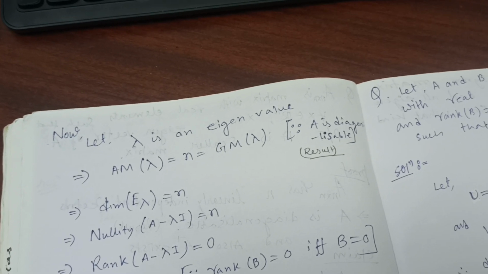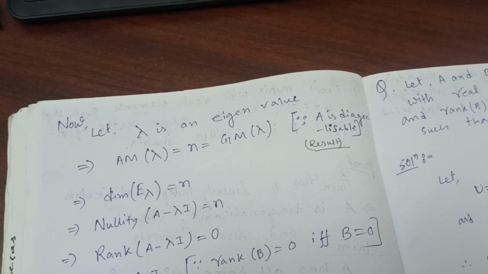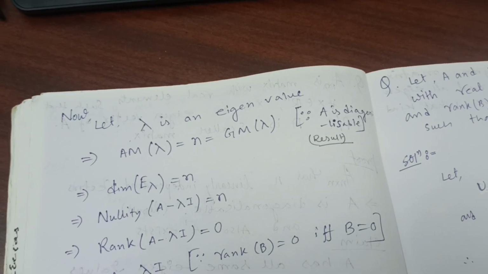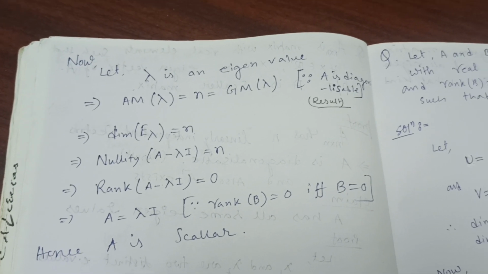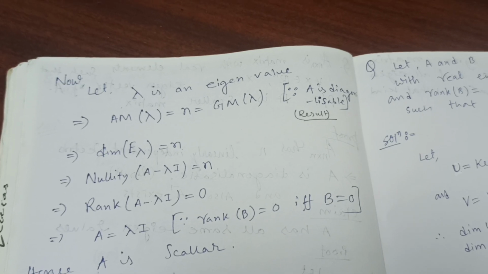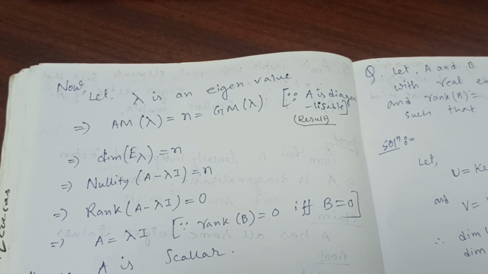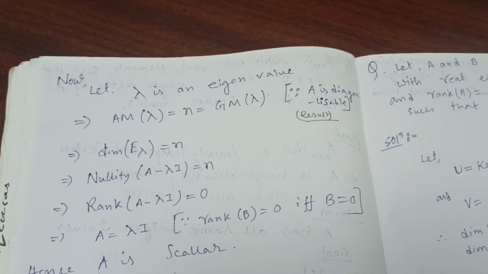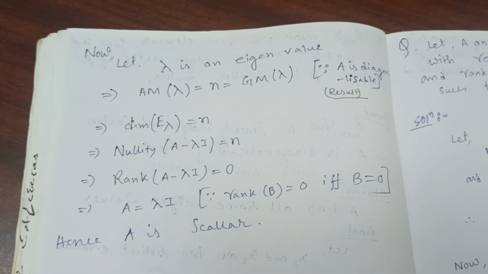Now, if the nullity of some matrix is n, that means the rank is 0. So here, the rank of A minus lambda I is 0, which implies that A equals lambda I. Because if the rank of some matrix is 0, that matrix must be the zero matrix. Therefore, A is a scalar matrix.